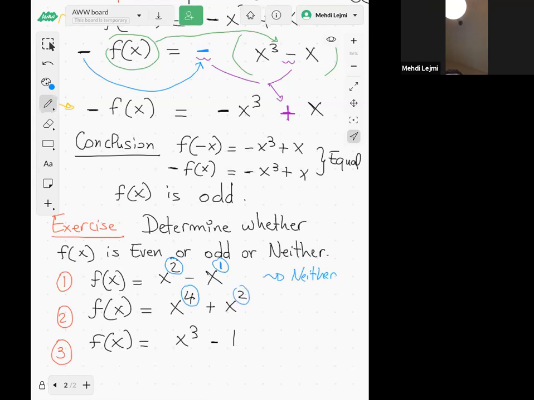For number two, as you can see, all the powers are even, right? We have power 4 and power 2. So if all the powers are even, then the function f is even.